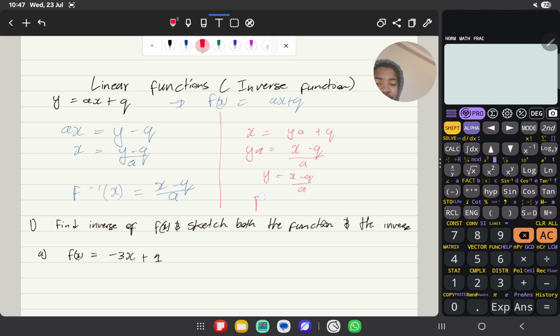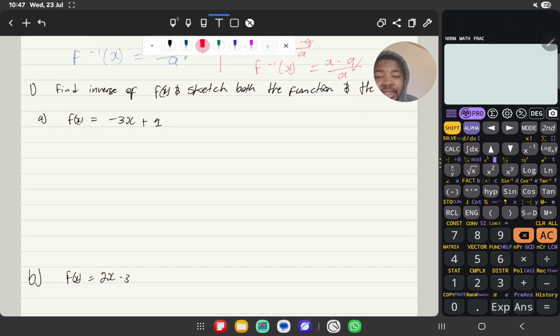So now what you just do is you write f inverse of x equals x minus q divided by a. This is the equal sign. Yeah, just like that, friends. That's how you do it. We have this example down here, so we're going to practice with it to get it right.